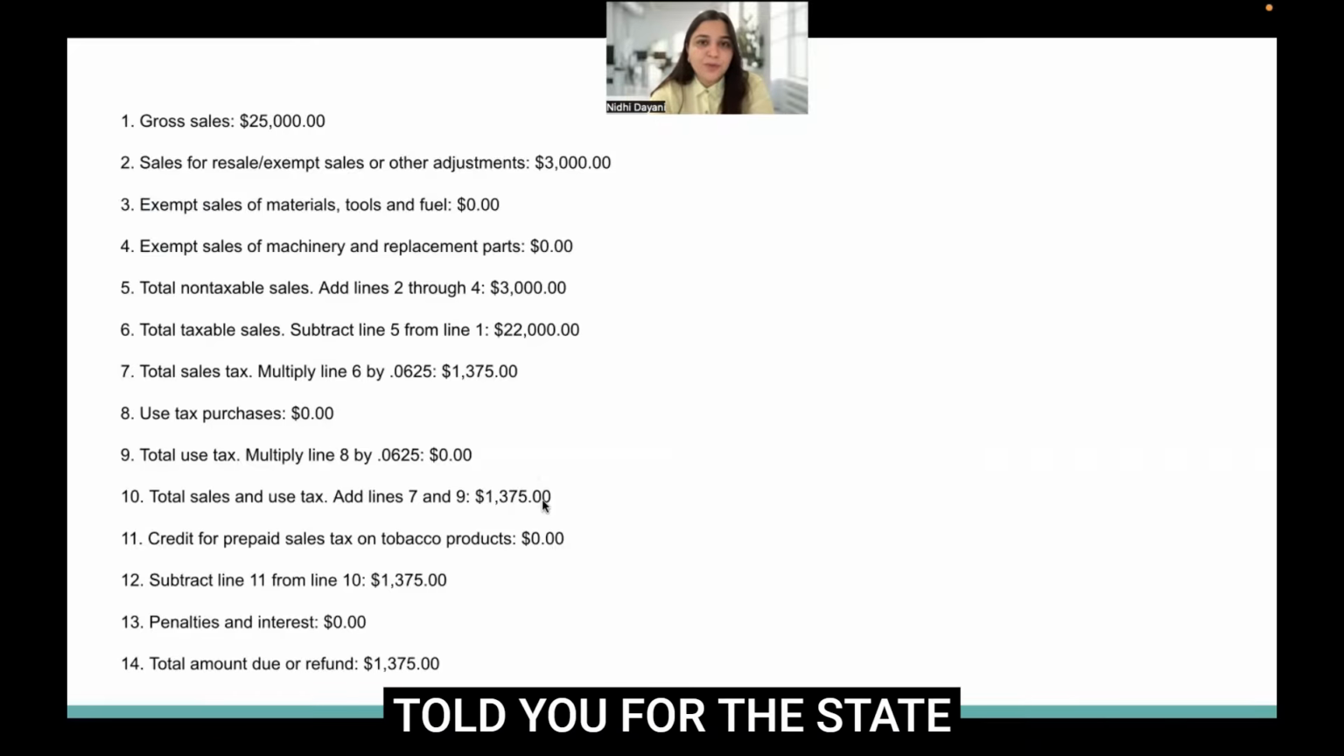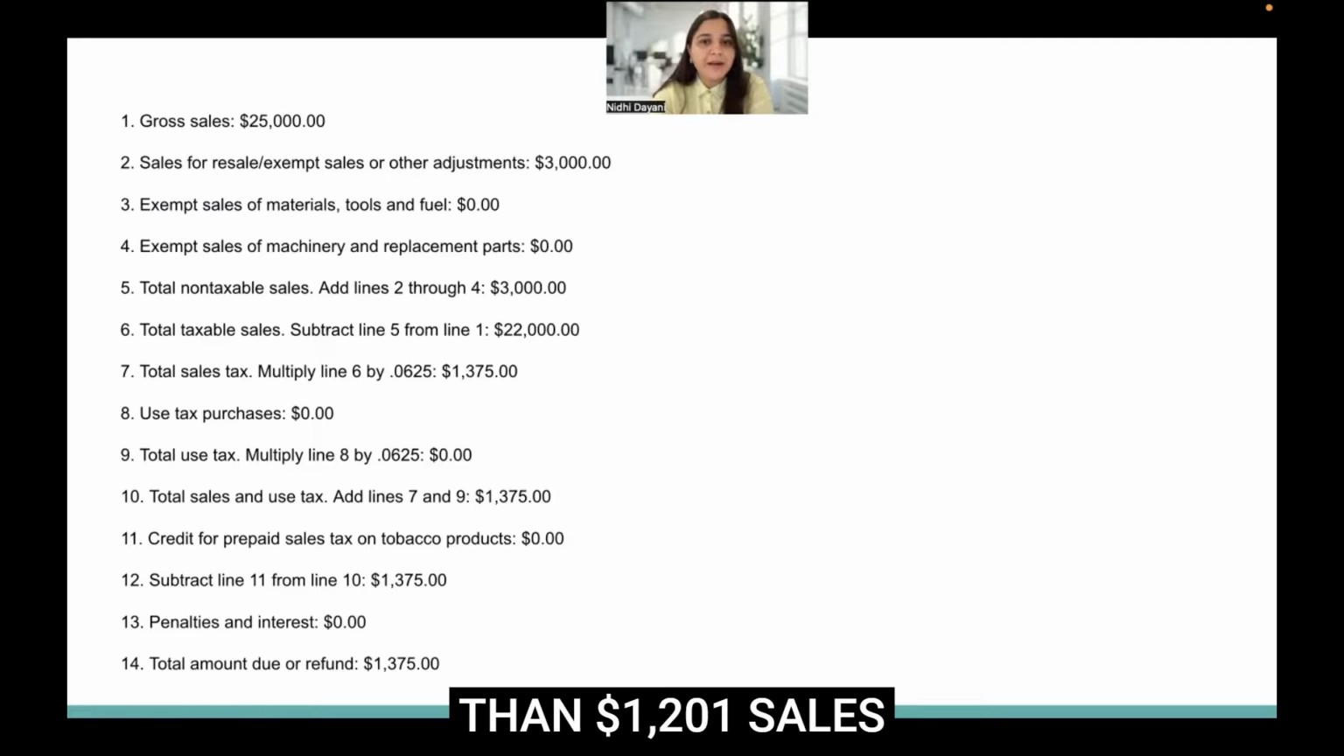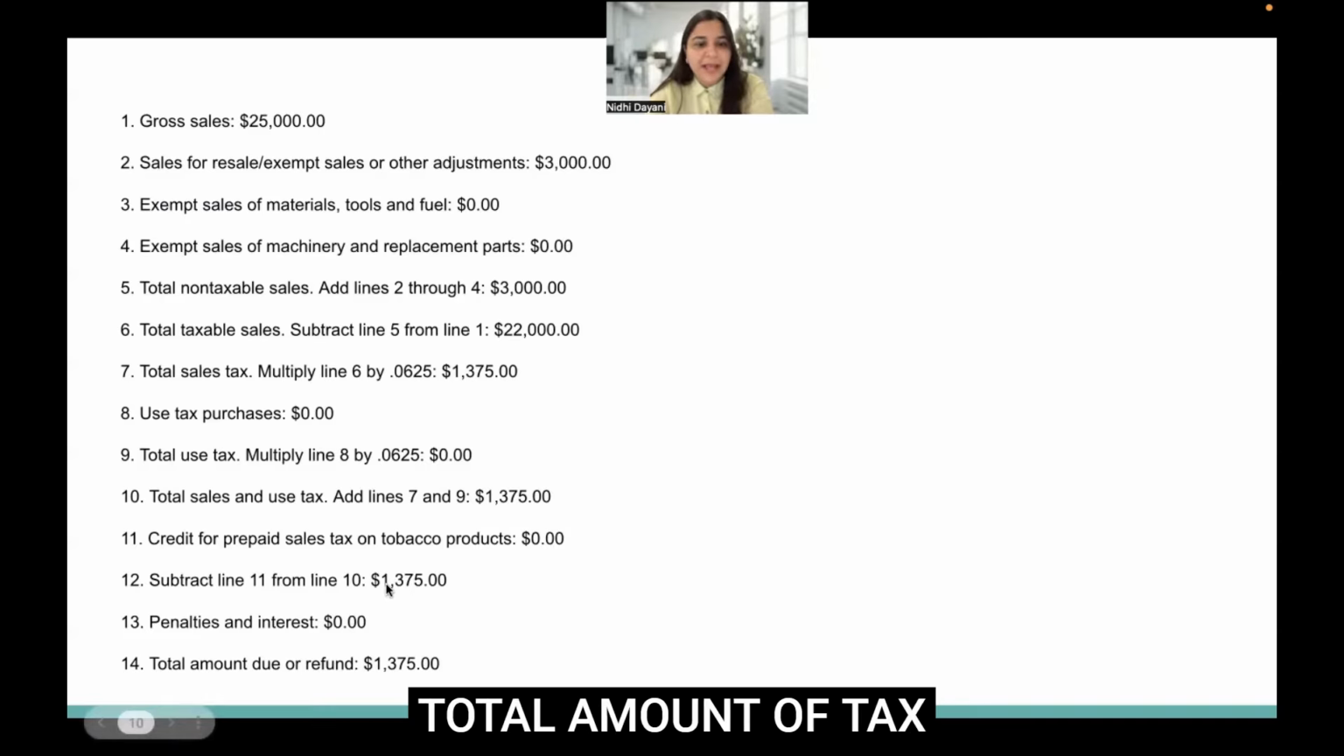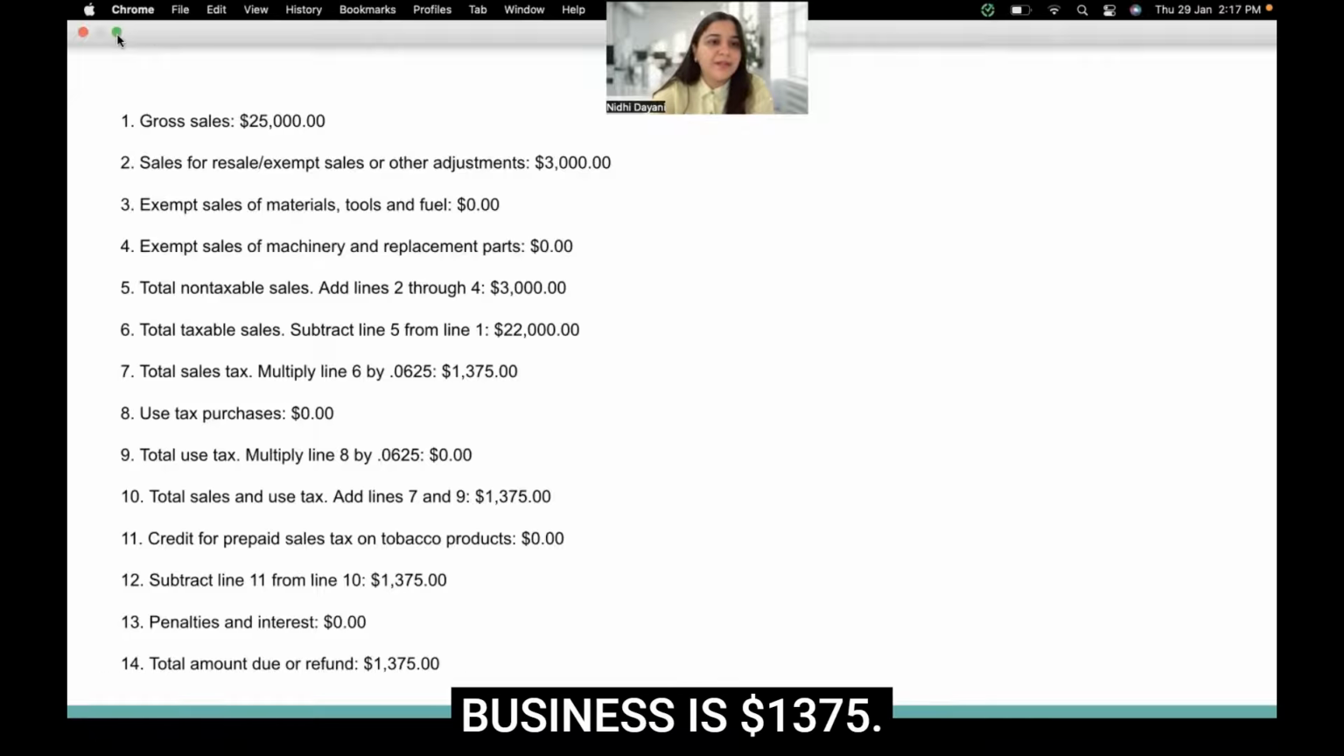Now you see, I also told you for the state of Massachusetts, if a business has more than 1201 sales tax that it owes annually, it needs to do a monthly filing. And our monthly sales tax is $1,375. And therefore, Sarah as a business owner will have to do a monthly filing. All right. And finally, we arrived at the total amount. There was no credit. We have not considered any credit. And therefore, the total amount of tax that is owed by the business is 1375.